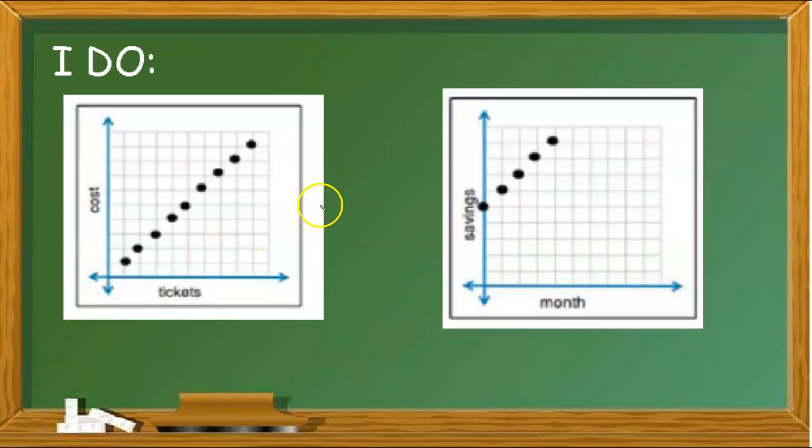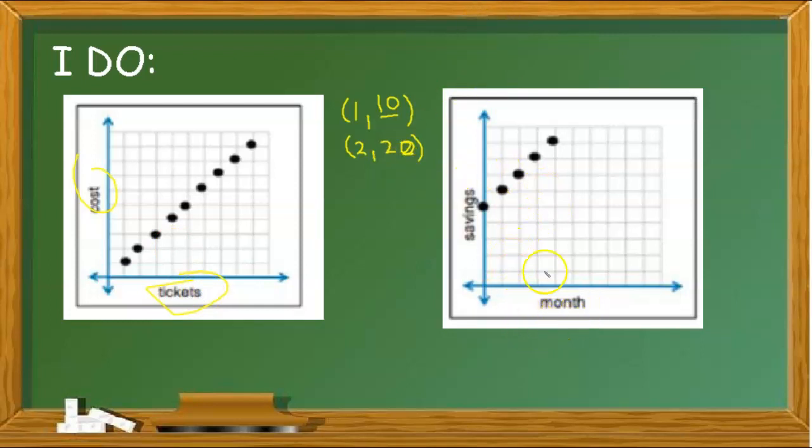Okay, so let's talk about real life problems which would give us a discrete graph. An example might be tickets and cost. If you bought one ticket, it would cost a specific amount. It's not questionable where it is. One ticket, maybe that's $10. Two tickets, $20, and so forth. That would be a discrete graph because it is countable. The number of tickets is countable. We're not going to have half of a ticket.